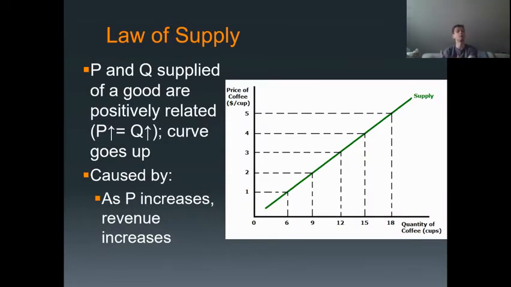That is the law of supply. They are positive, price and quantity are positively related. This is caused by the basic idea of the price effect, which is just the idea that as price increases, you sell each of these goods at a higher price, therefore revenue increases.